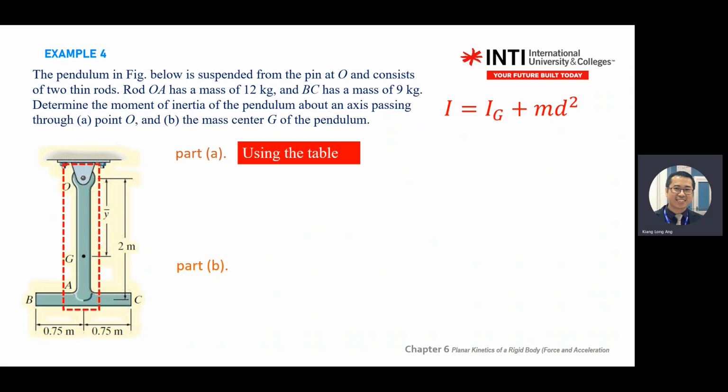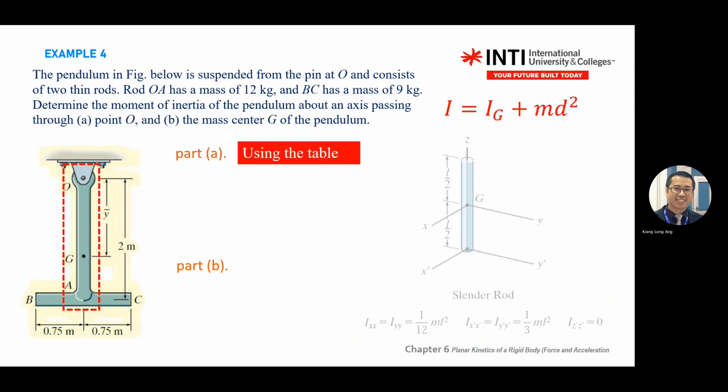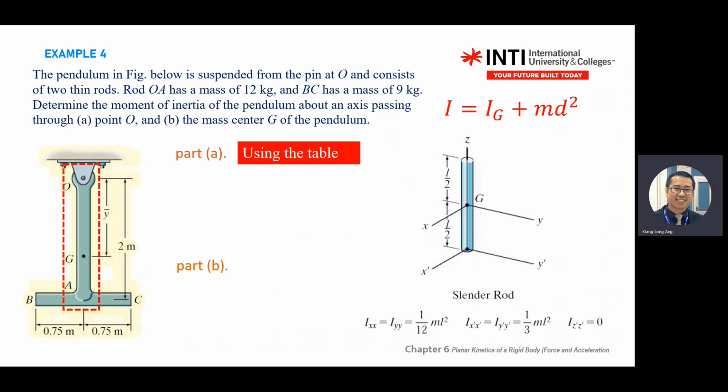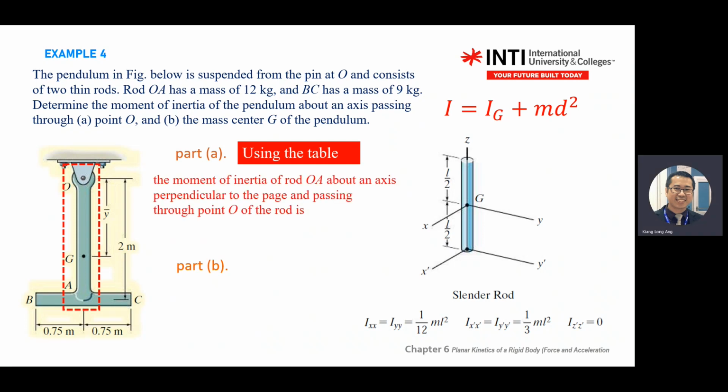So part 1 means the one I highlight. Use the table. What is this shape? Rod. Which one are you referring to? XX, YY, X prime, ZZ. Which one are you referring to?